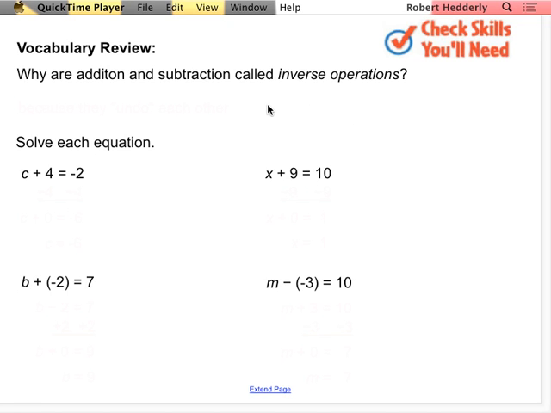Why are addition and subtraction called inverse operations? So this is the warm-up for Unit 5, Lesson 10. Who can tell me? Nicole, go ahead. I think it's because they're opposites, and multiplication and division are inverse operations.